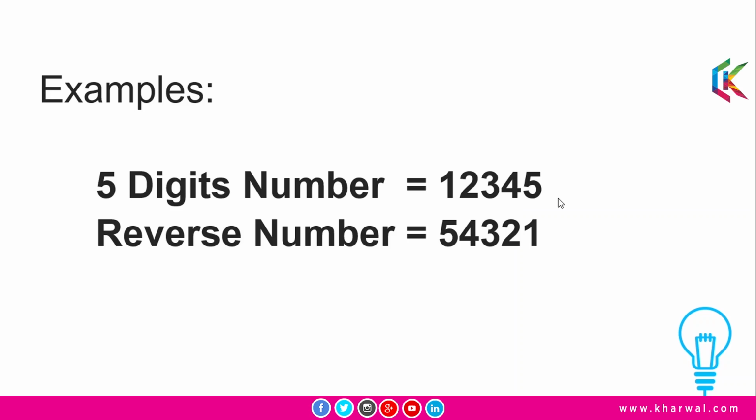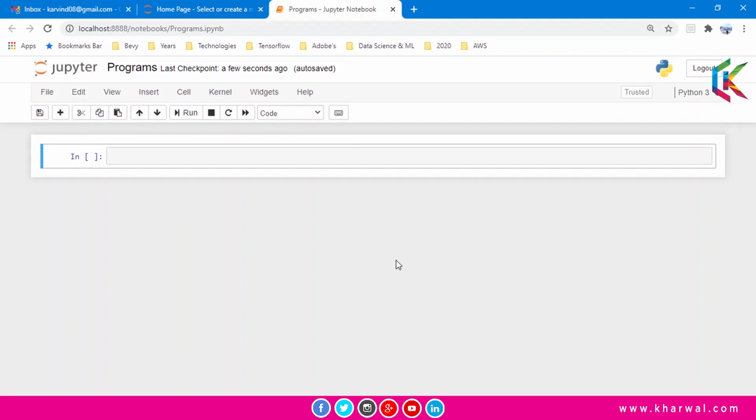So guys, now let me open up the Jupyter notebook. Now we are going to find out the reverse of a 5 digit number in Python. So guys, let's take the input from the user first with the help of the input method. So n equals int, it is used for typecasting, and then we will use the input method. And here we are entering a string, "Enter the 5 digit number".